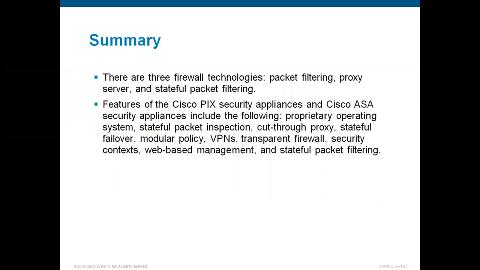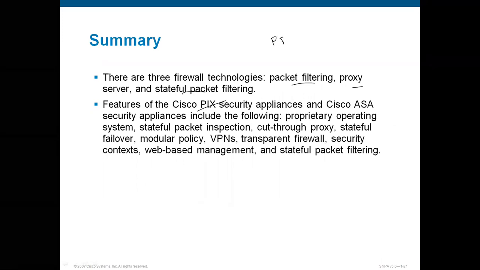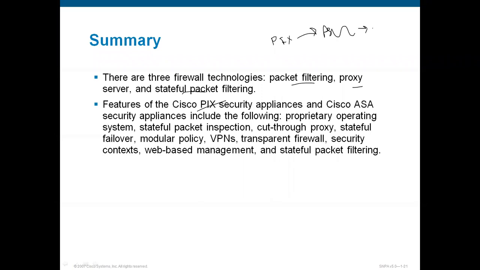So, summary of firewalls: there are three types. We have seen packet filtering, which means ACL, then the proxy server, where the server manages all the policies, and stateful inspection. Then Cisco, before ASA, had another firewall called the PIX firewall. Later on Cisco ASA came, and after ASA, now ASA-X came, the next generation firewall.